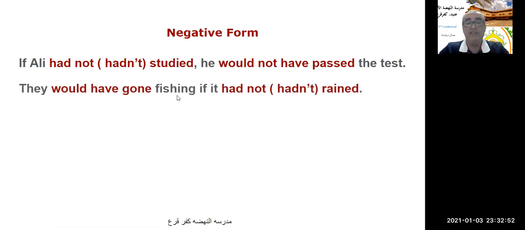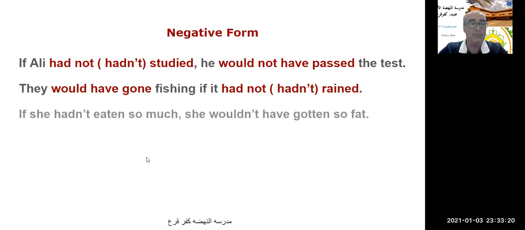They would have gone fishing if it hadn't rained. Did they go fishing? What do you think? No. Why? Because it rained. Absolutely. So the whole thing is impossible to happen or to change in the present or the future because the result and the condition were in the past and we cannot change them.